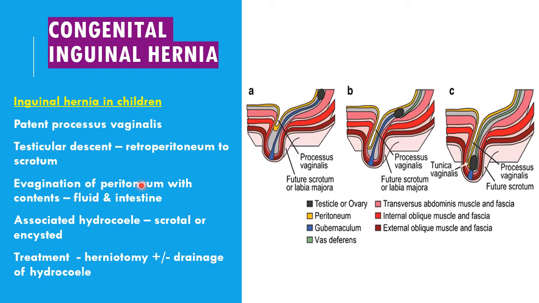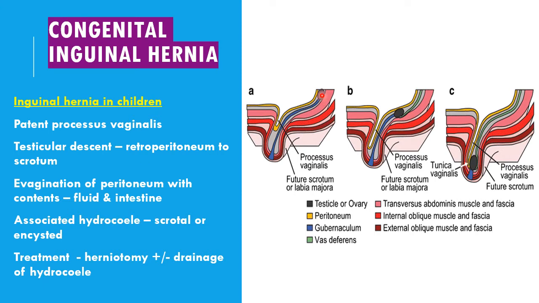Some thoughts about congenital inguinal hernia, which occurs in childhood, sometimes just immediately after birth in premature children. These are the cases of inguinal hernia in children, where a patent processus vaginalis is the main cause of this hernia. The processus vaginalis is a part of the precursor to the testicular descent from the retroperitoneum to the scrotum.